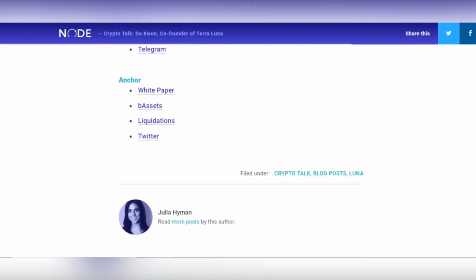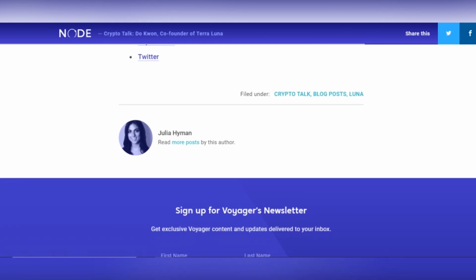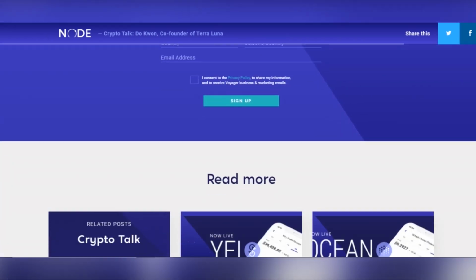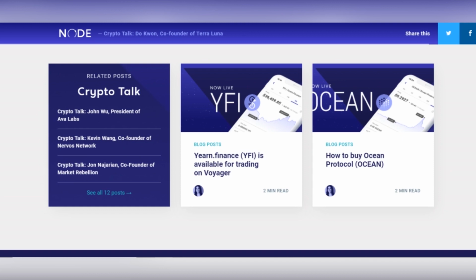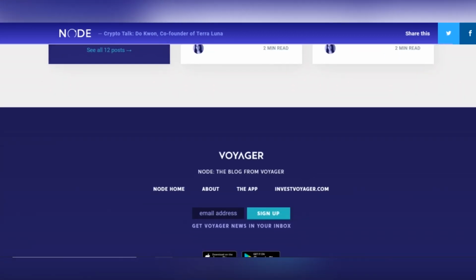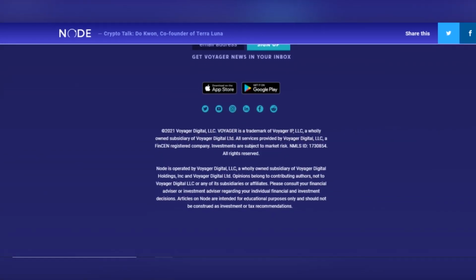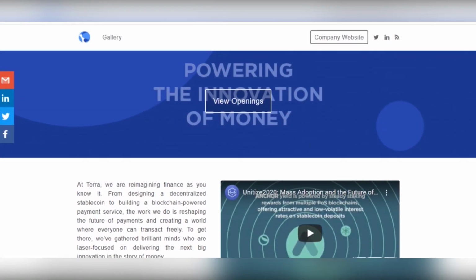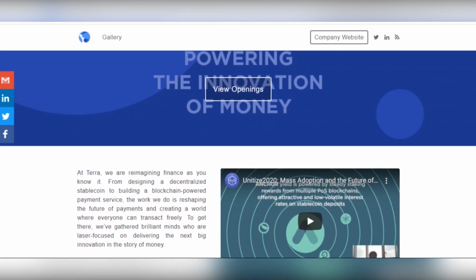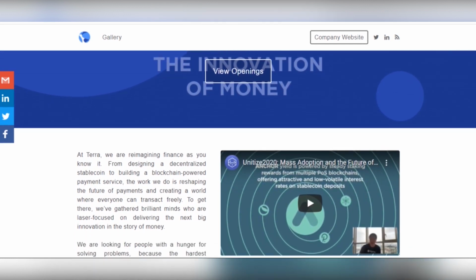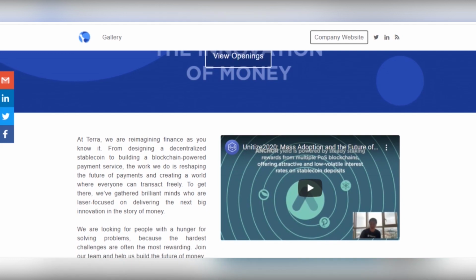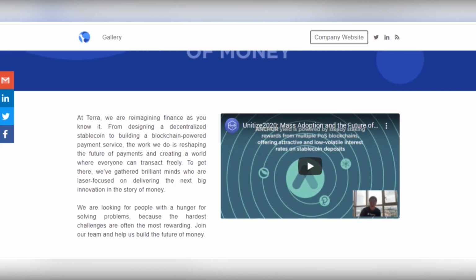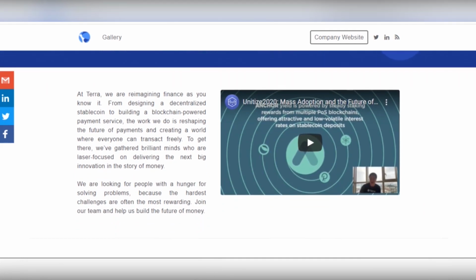So Kwon is a very interesting character. I mean, he's been successful in previous ventures in the technology space. So I do think that he is a strong individual with the right skill set to really understand what Terra can do and what it can be. So in terms of the leadership at the top, he's definitely a strong person.